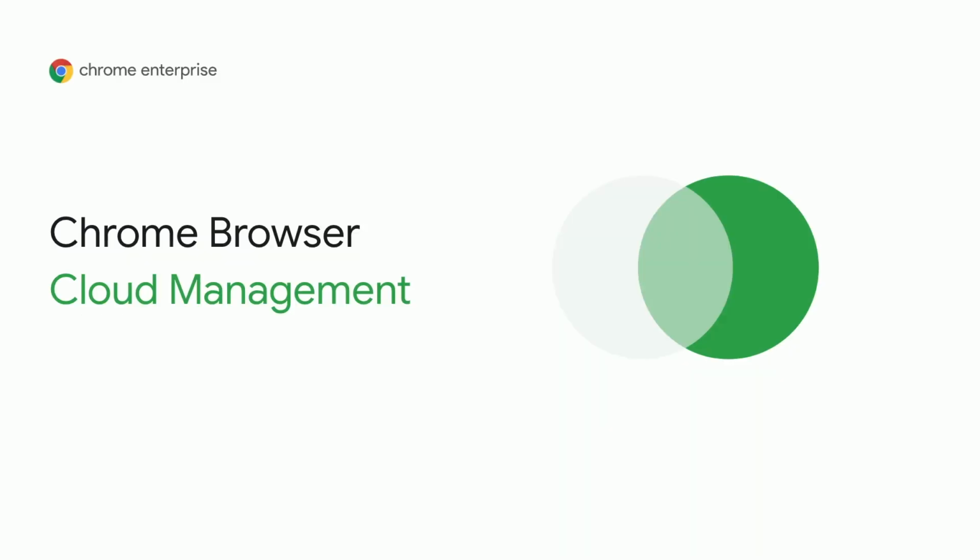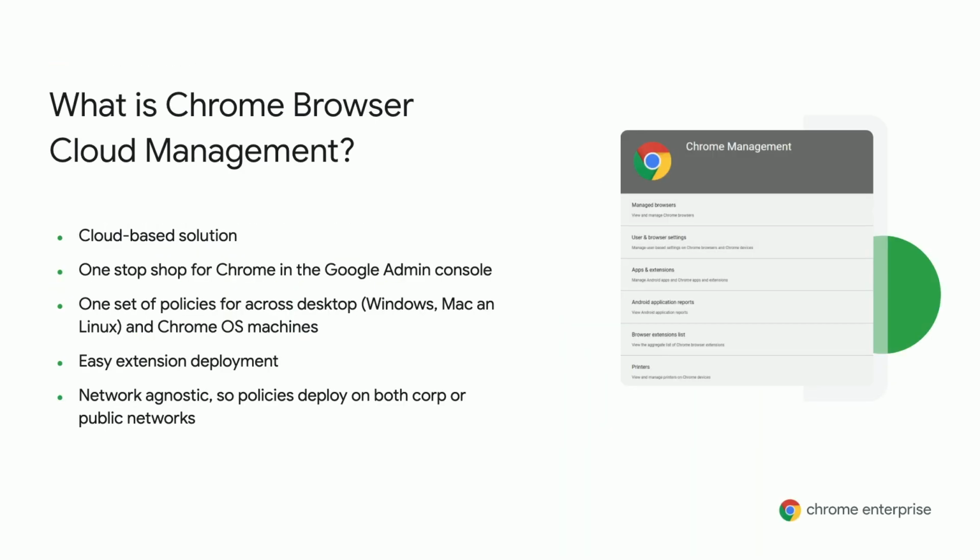So for that, we came up with Chrome Browser Cloud Management. Chrome Browser Cloud Management is a cloud-based solution that allows you to set up one set of policies across all of your enterprise devices, Mac, Windows, Linux, any of those desktops. One other benefit of the Chrome Browser Cloud Management Console is that a lot of the settings that you configure for your desktops would as well be used on Chrome OS devices.